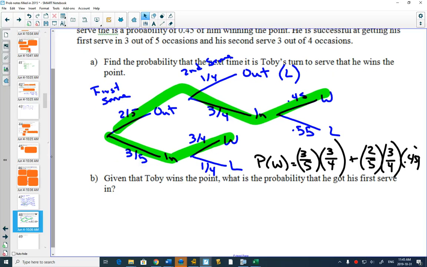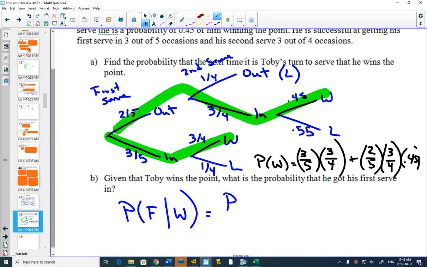Calculating, given that Toby wins, so we want to do probability of first serve given that he wins. According to our formula for conditional probability, it's your first serve and a win over the probability of the win. And the IB likes to do this for conditional probability. They ask you the conditional probability in part B because in part A you figured out part of it.